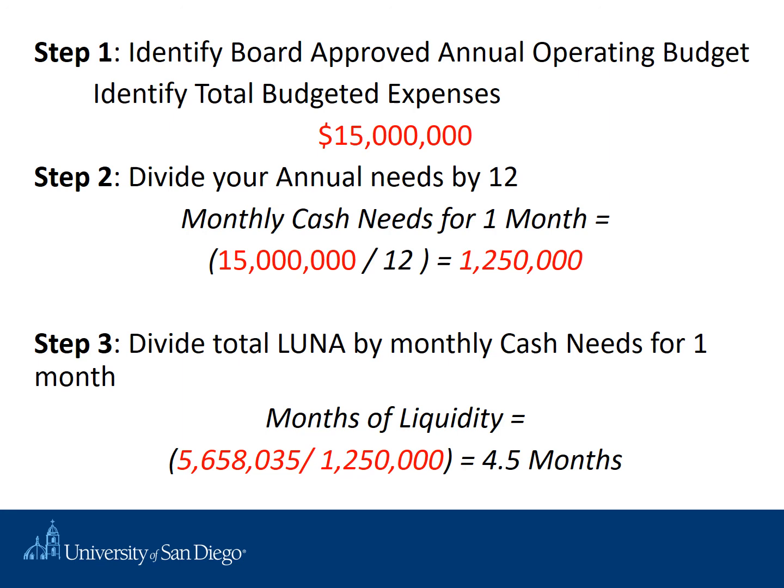The second step is to determine the monthly cash needs for a single month. Following the equation, you will divide 15 million by 12. We determine that this organization needs 1.25 million per month to meet their expenses. For step 3, our last step, now that we know the monthly cash needs for 1 month and Luna, we can calculate the months of liquidity. 5.6 divided by 1.25. This calculation gives us 4.5 months. This means that if this organization were to lose all of its revenue, it would have 4.5 months of liquidity to pay its bills.